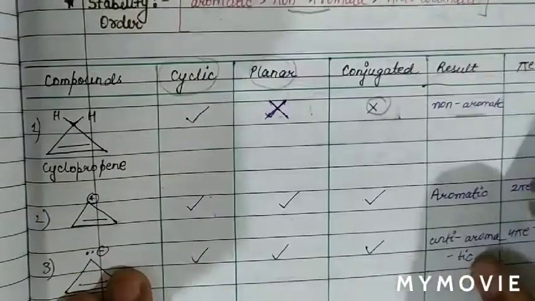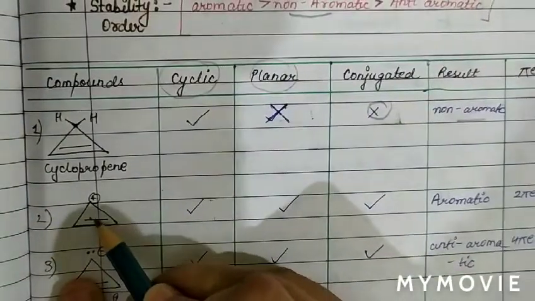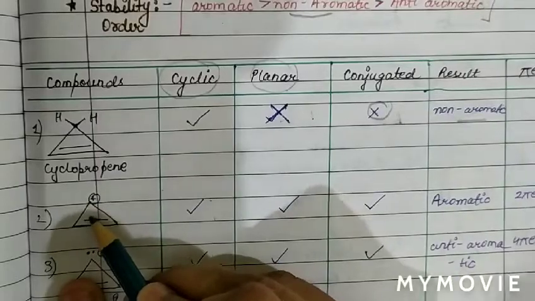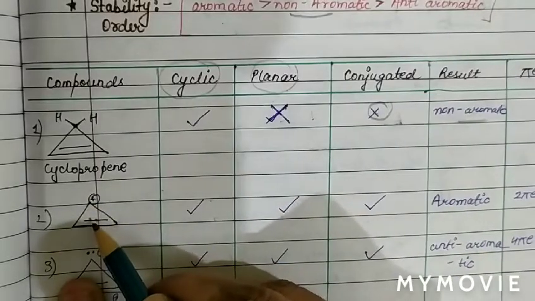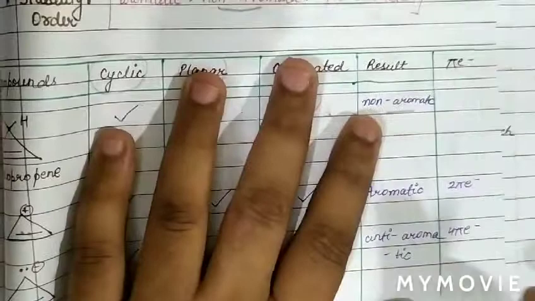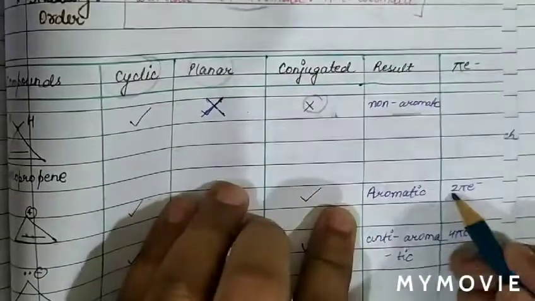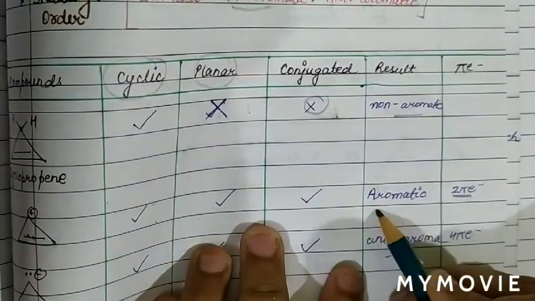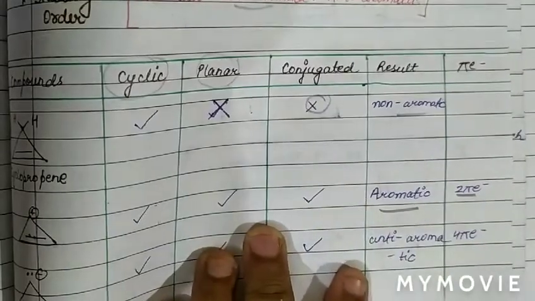How many pi electrons are in the ring? Only one pi bond, so 2 electrons in this bond. Therefore, 2 pi electrons. So when the number of pi electrons is 2, we can say this system is an aromatic system.